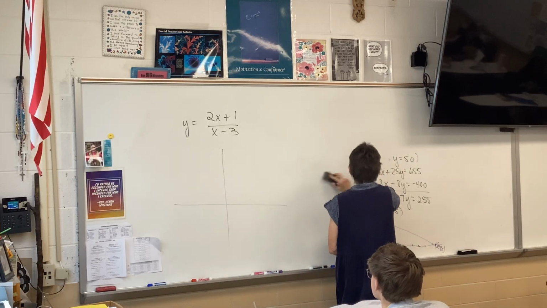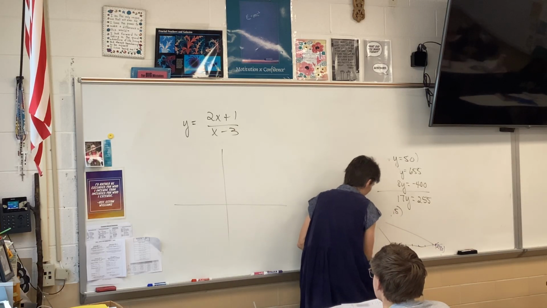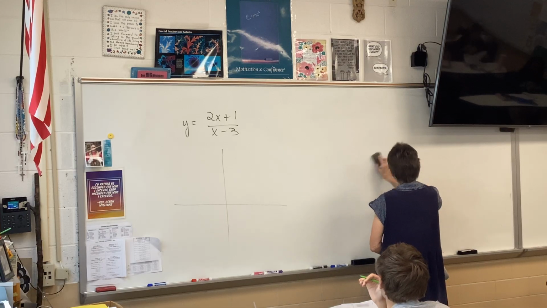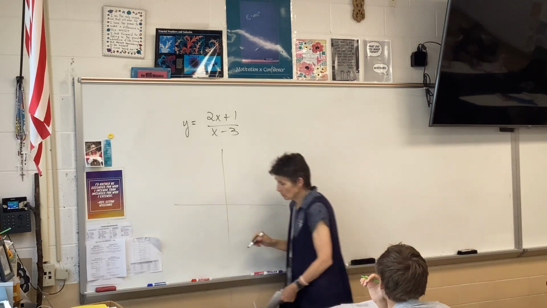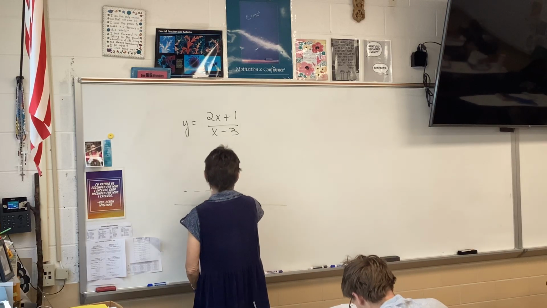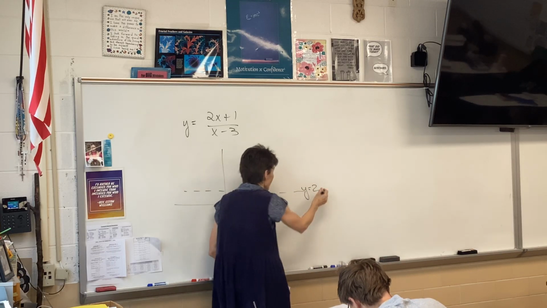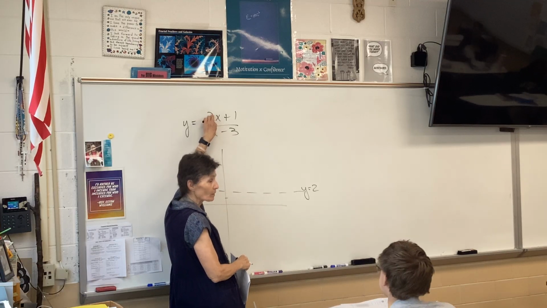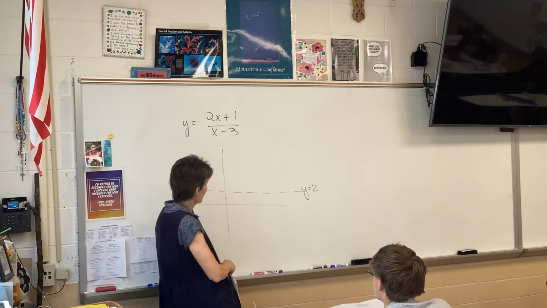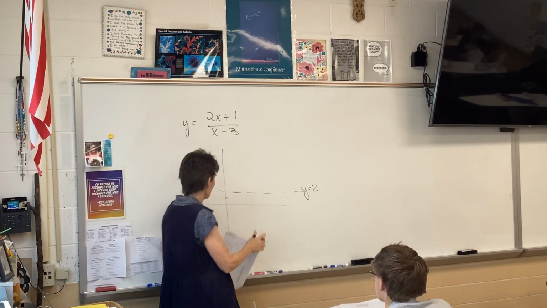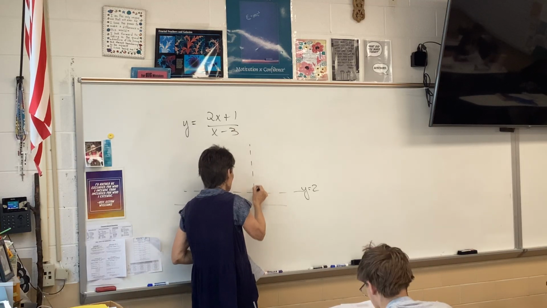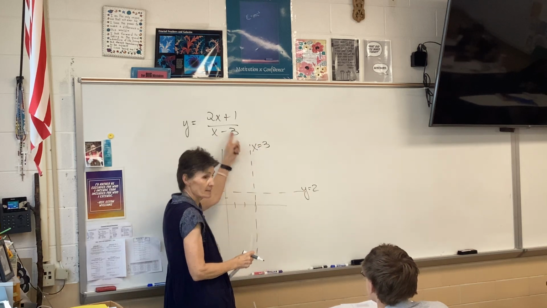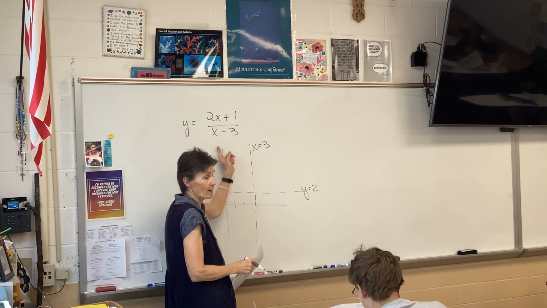What do we know we have in our picture? We know we have a horizontal asymptote, and where is that? At y equals 2, because horizontal asymptotes come from this, right? What else do I have in my picture? I have a vertical asymptote at 3, because vertical asymptotes come from the denominator being 0. So that would be 3.